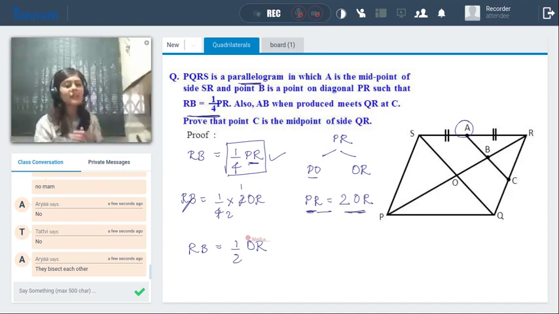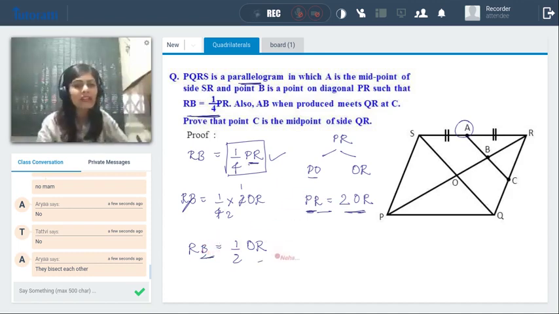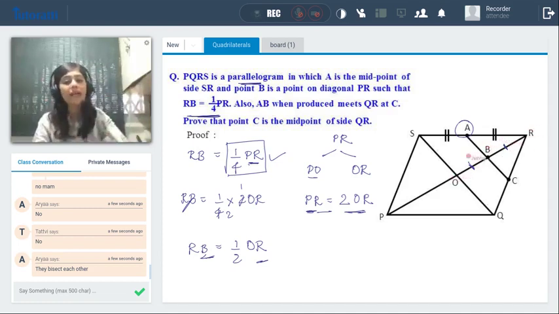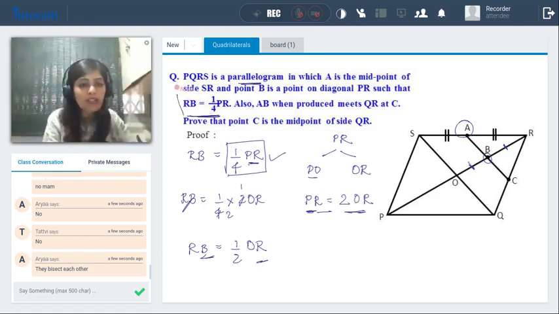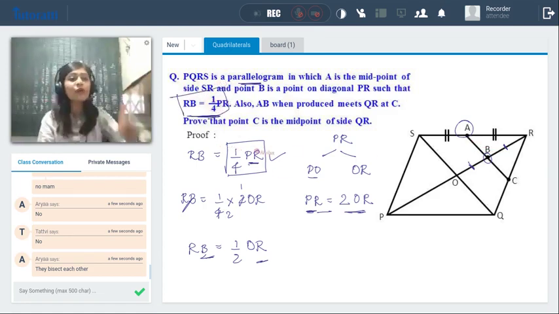Students, now does it make any sense? If RB is half of OR, that means RB should be equal to OB, right? If RB is half of OR, RB and OB should be equal to each other. That means B is actually the midpoint of OR. What we have achieved from this important information is that we don't have one midpoint. A is already the midpoint, but we also have B as the midpoint of OR.